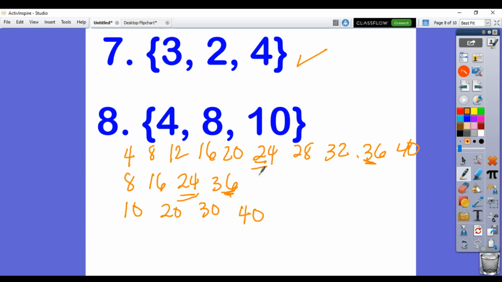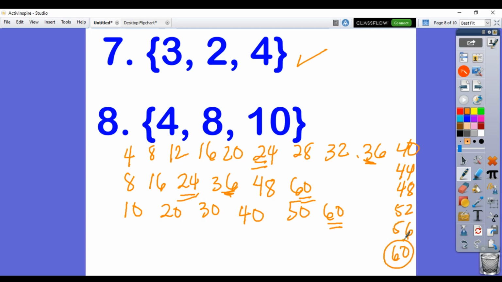36. What's next after 36? 48 and then 60 here. Here I get 10, 20, 30, 40, 50, 60. There you go. I have a 60 here and a 60 here. Here I can keep going with the multiples of 4: 44, 48, 52, 56, 60. There you go. So all of them have 60 as the smallest, or the least common multiple. So the answer here is 60. Kaboom.